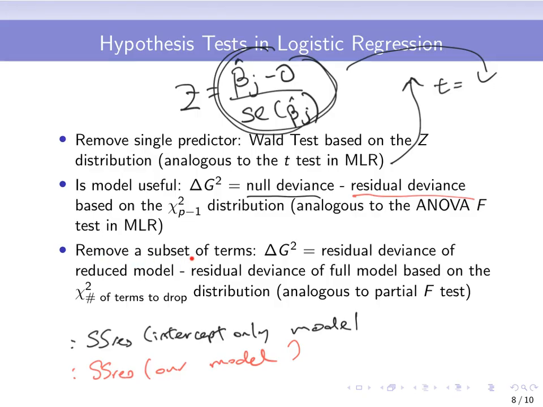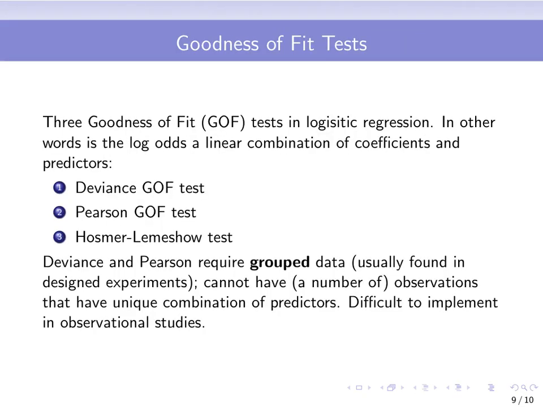If you have nested models and you're looking to drop a subset of terms, then you're looking at the delta G-square test statistic again. But this time it's where you're looking at the residual deviance of the reduced model, again analogous to the SS residual of your reduced model, minus the residual deviance of your full model. And you compare it with a chi-square distribution. The degrees of freedom is just given by the number of terms you're looking to drop. And this is analogous to the partial F-test. So that's the test that we have.